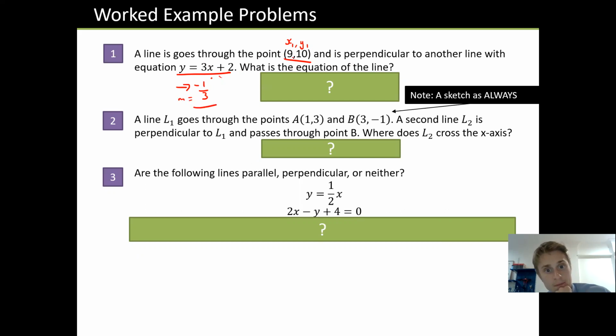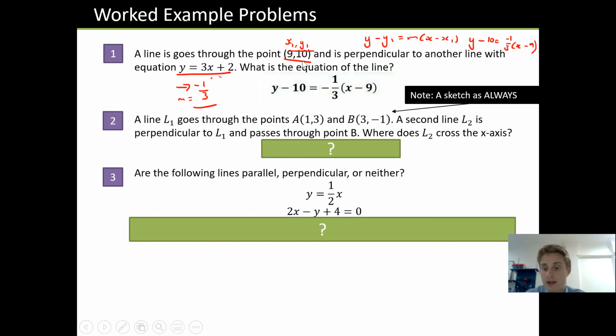So look, I've got an m, I've got an x and a y. What I do is I write out the equation here, and I substitute the numbers in. So y minus 10 is equal to minus 1/3 of x minus 9. Okay, and I multiply it out. That will be the equation of the line that I want to find. So you use another line to help you find the line that you want to find. For the other line, the only thing I use is the gradient. I don't care about anything else because I don't know about anything else.